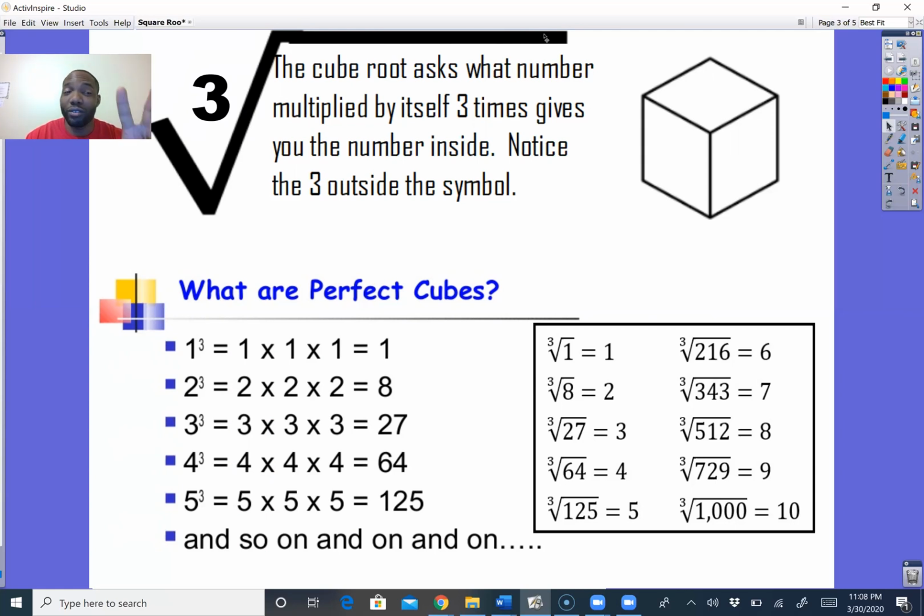The square root is 2. Square, 2, multiplied by itself twice. This is the cube root. So outside of the cube root, or the radical, is a 3. What number multiplied by itself 3 times, or what number cubed, right, gives you the number inside. So perfect cubes are 1, 8, 27, 64, 125.